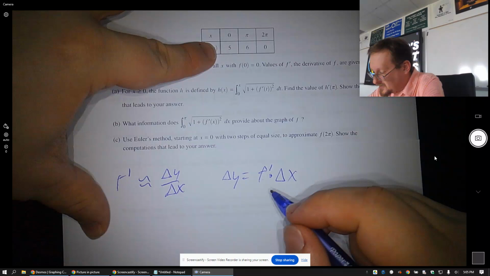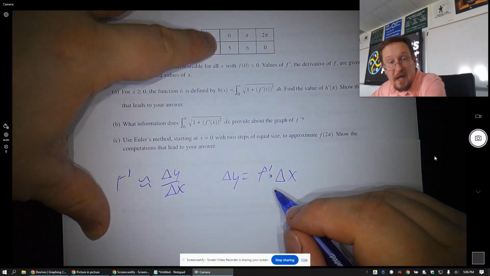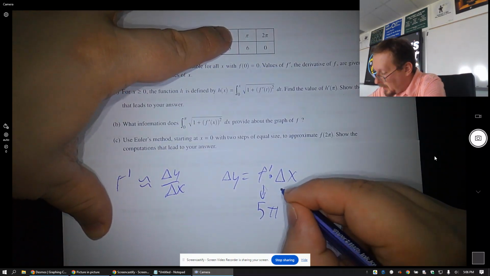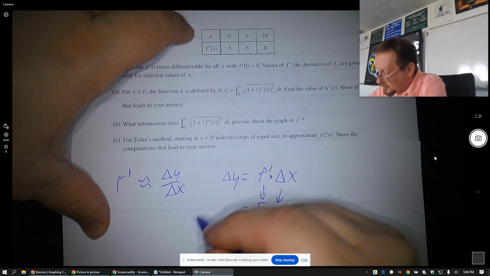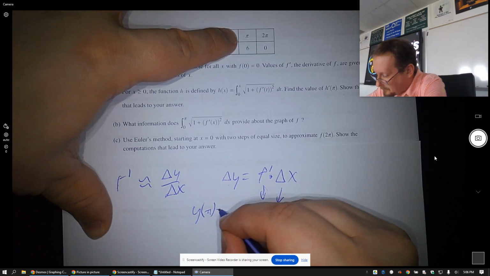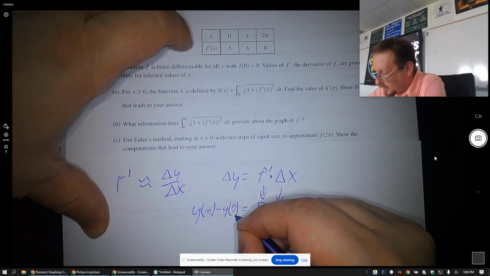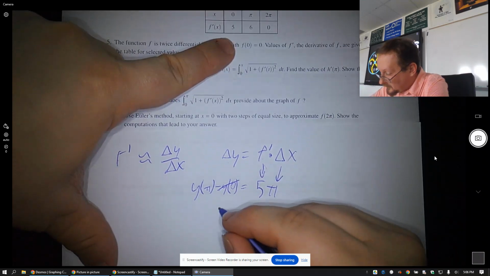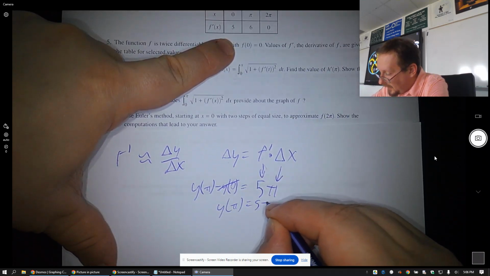So for my first step, the derivative is 5, the delta x is pi, and the delta y is y at pi minus y at 0. And we were told that y at 0 is 0. So y at pi is 5 pi.